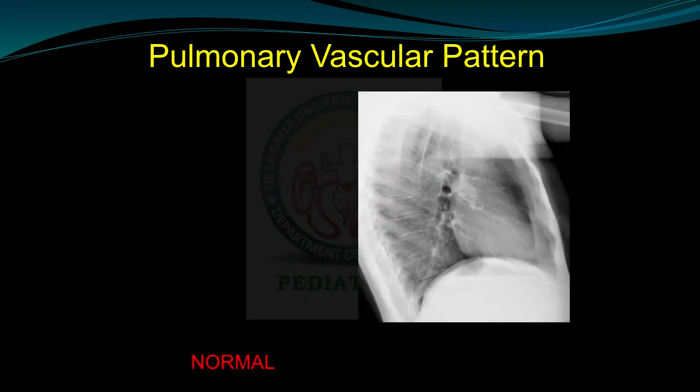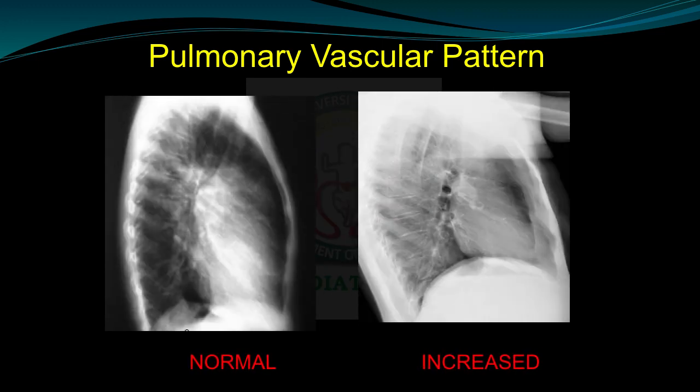Now, you can also assess the pulmonary vascular patterns on the lateral view. Take note here, on the right chest x-ray, you have an increased pulmonary vascular pattern where there is exaggeration of your pulmonary vessels even at the back of the heart, whereas in your left chest x-ray lateral view, there is a normal pulmonary vascular lung field.